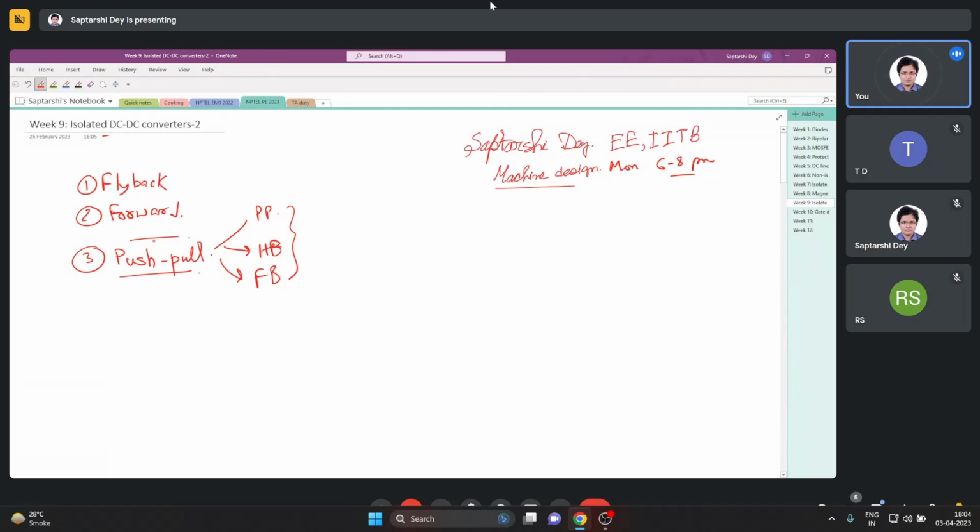So a brief recap about forward converter, because we will look back to it for some concepts, is that we studied something called the reset circuitry of forward converter.